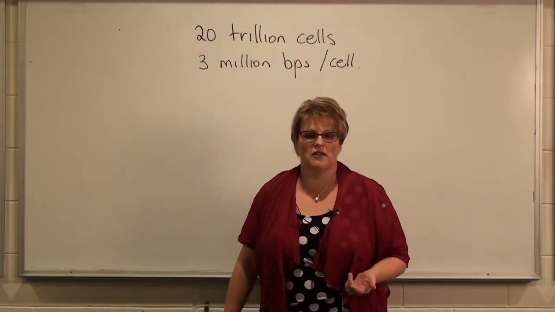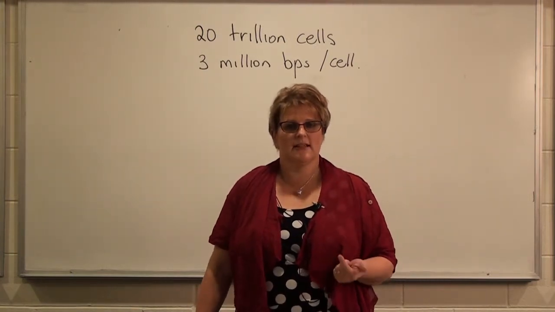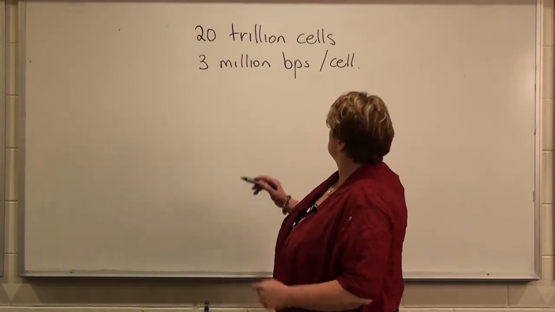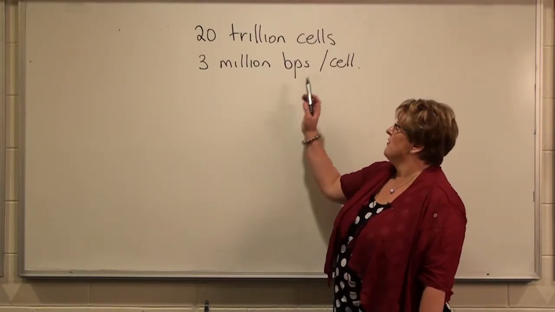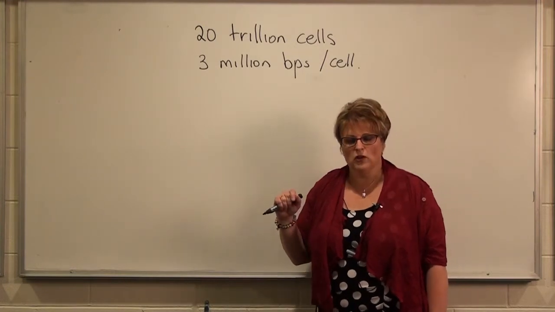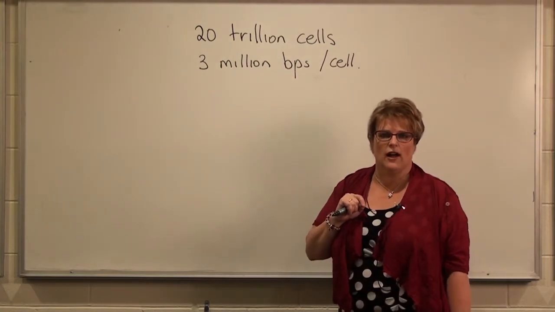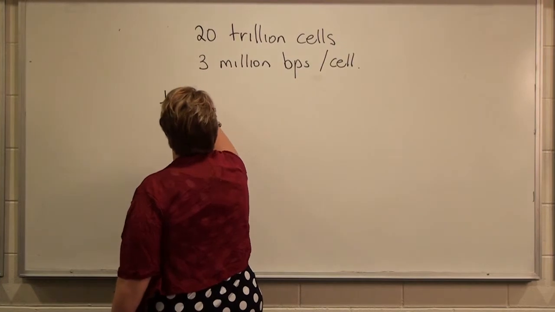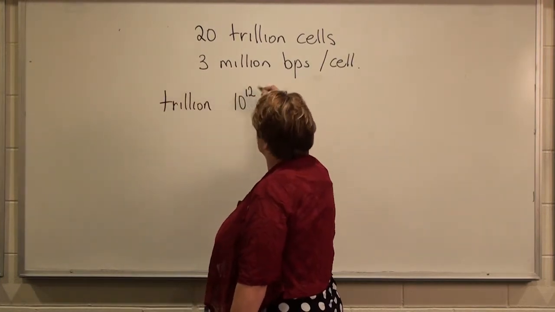So the example we're going to go through today shows how you can use exponential numbers to simplify very, very large numbers. So the example I'm going to talk about is working out how many base pairs are in the cells of an entire organism. In our model organism, we have 20 trillion cells in the entire organism. Now, a trillion is 10 to the 12.